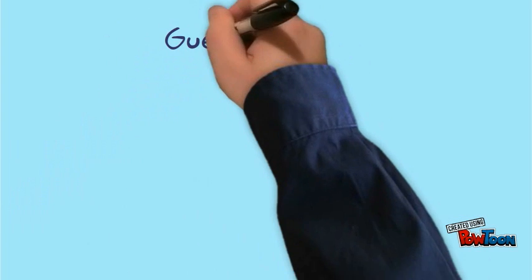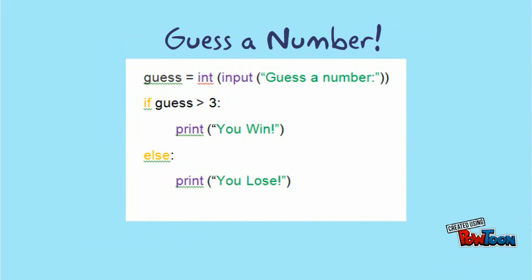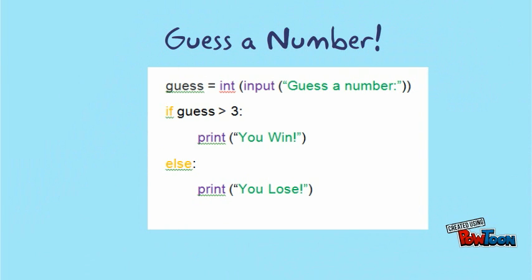Say you wanted to play a guessing game with a friend. It would look like this. In this statement, the user is asked to guess a number and enter it into the computer. If the user enters 7, what do you think the program will display? Well, the program will display UN because 7 is larger than 3.